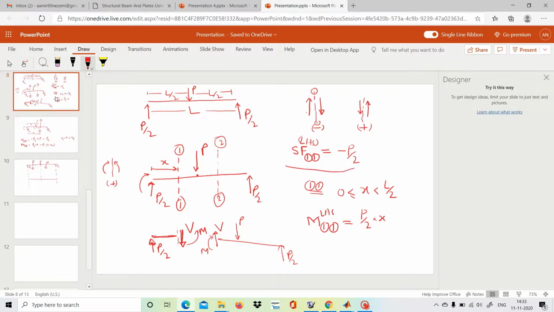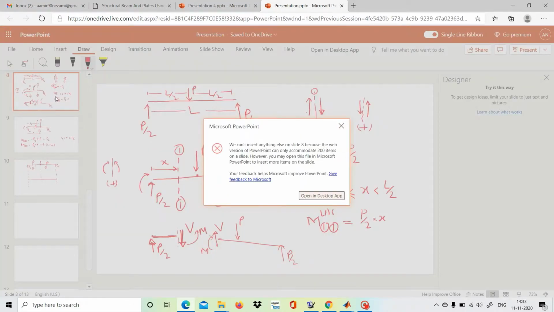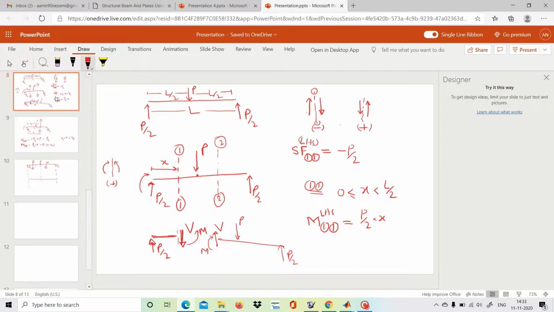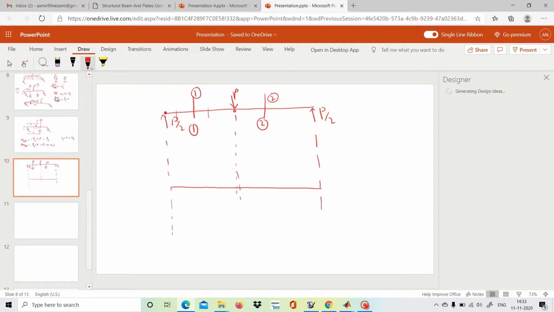shear force 1-1 was minus P by 2. So we will take the consideration as negative would be in the downward direction, so we are just considering minus P by 2 of this magnitude.